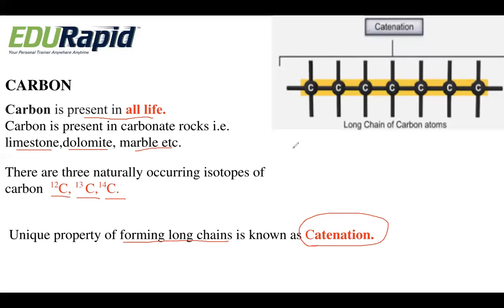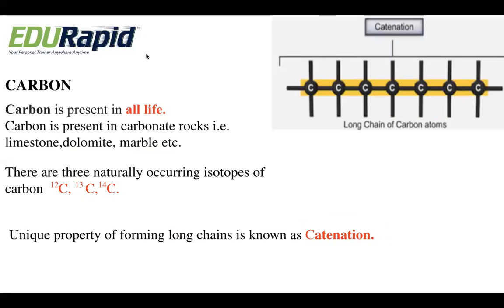So what do we mean by catenation? It is a unique, special property of carbon to form long chains. You can see the diagram above. You have a very long number of carbon atoms, so it is never ending. A very large number of carbon atoms can form a chain, and this specific property is found only in carbon. That property is called catenation.